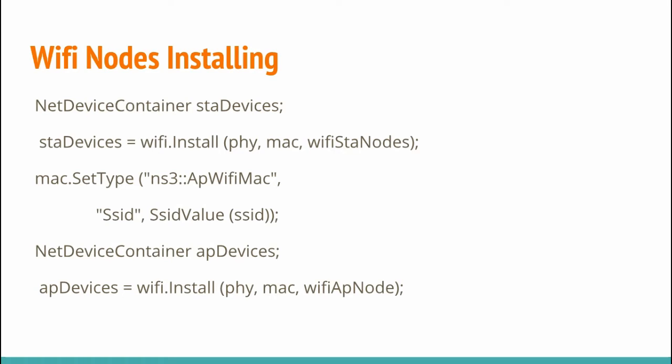After installing the channel, we have to install the nodes, so that can be done using this class called NetDeviceContainer. Using this class, we are going to install the Wi-Fi nodes.